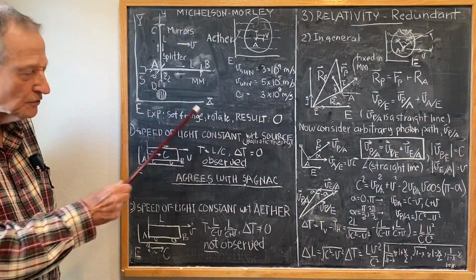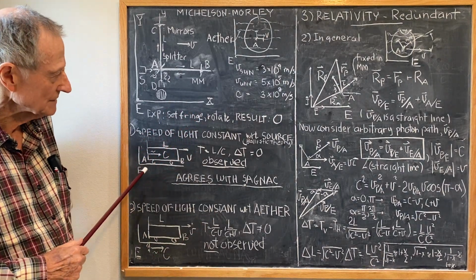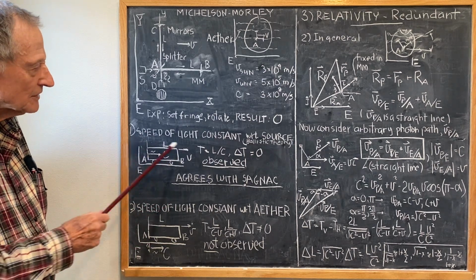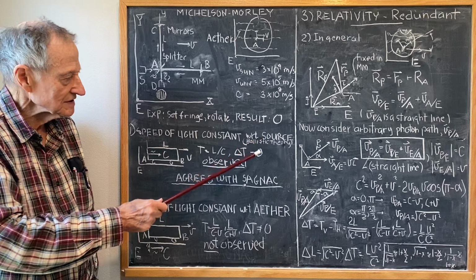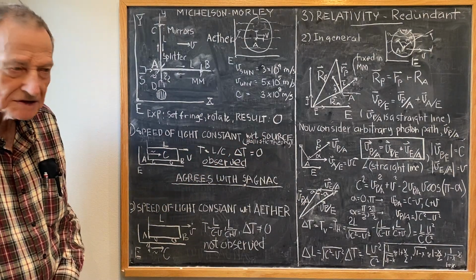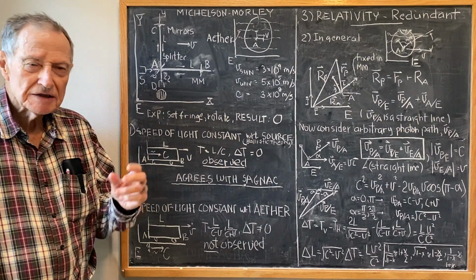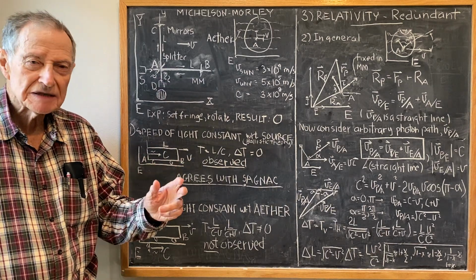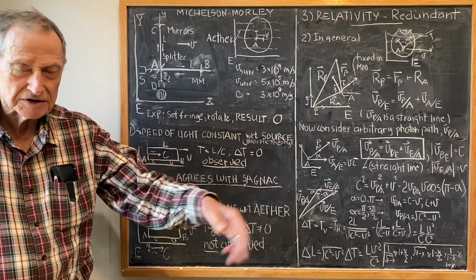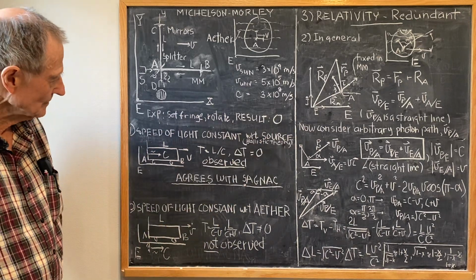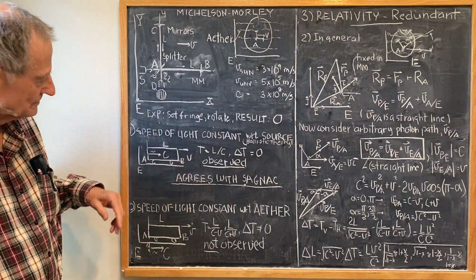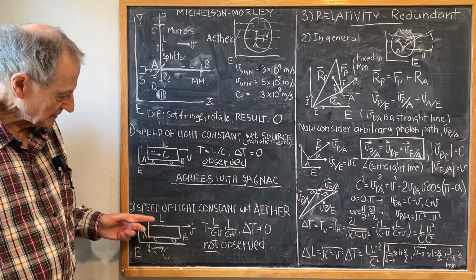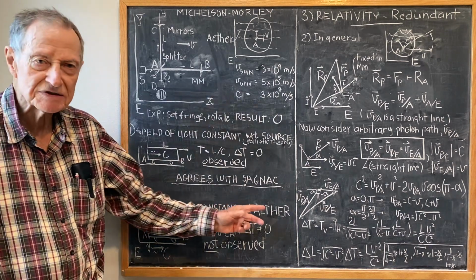Now, the two ways of looking at the experiment are as follows. One is that the speed of light is constant with respect to source. That's also known as the ballistic theory, because the velocity of a bullet fired from a gun has a fixed velocity regardless of the velocity of the gun. It's always the same. And the other possibility was the speed of light was constant with respect to the ether.